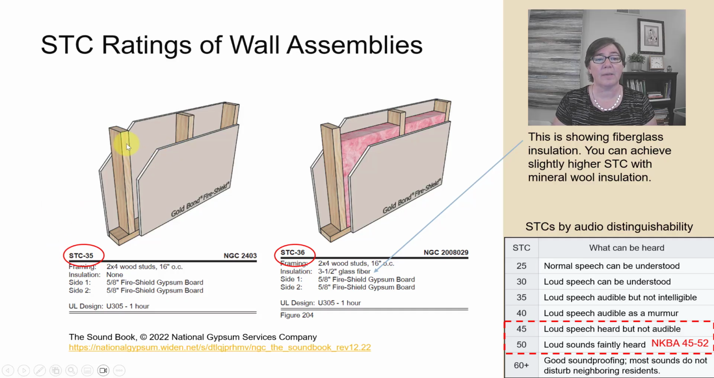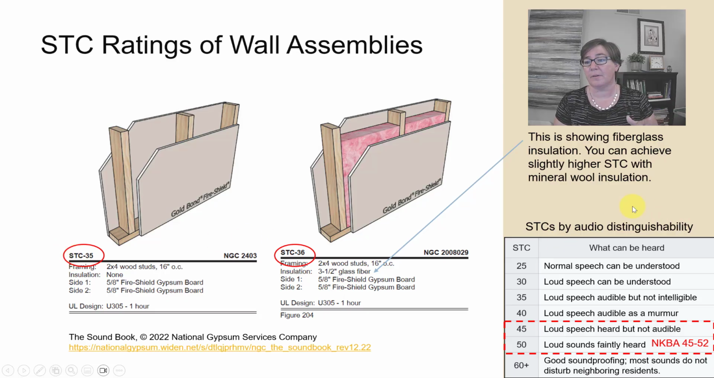Let's start with this one right here. This is your absolutely standard interior partition. It's got 2x4 wood studs with, in this case, 5/8 inch gypsum board on either side. Don't get confused because it says fire shield. Acoustically, they don't perform any differently than the standard, okay? And this wall is STC 35.